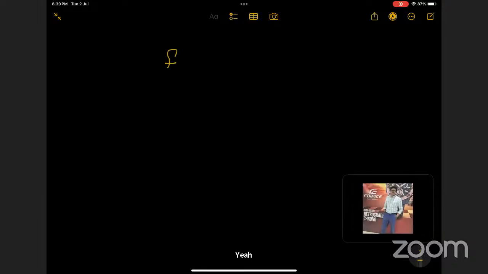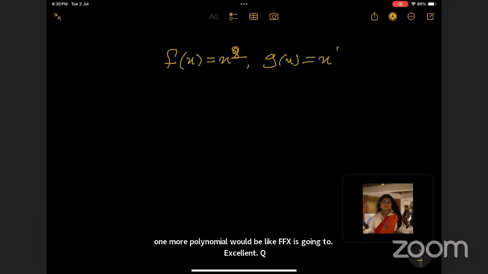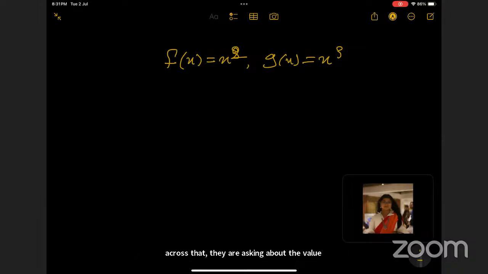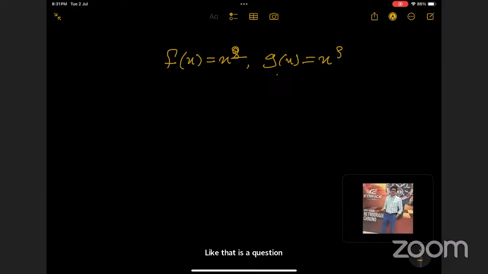If f of x equals x square, and one more polynomial, g of x equals x cube. So my understanding is x square would be the quadratic equation, and x cube would be the cubic equation. If both are intersecting at a few points, the question asks for the intersection points of these two graphs, as well as the sum of those intersecting points.